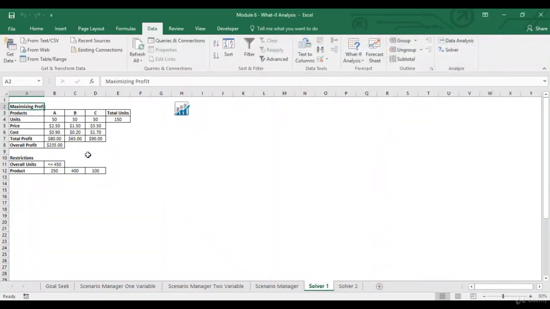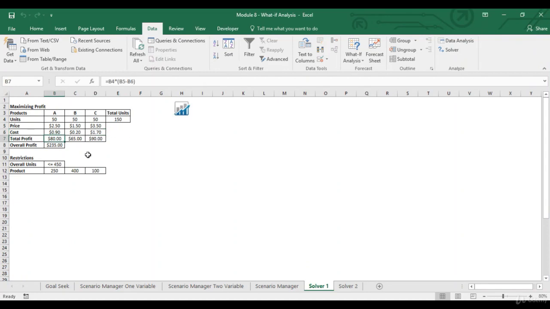Over here I've got a company and the company produces three products, A, B and C. Right now the company is producing 50 units of each of A, B and C. So the total units it is producing is around 150. Over here we've got price per unit. For A, one unit will fetch 250, for B 150 and for C 350. And we've got the cost per unit also: 90 pence, 20 pence and $1.70.